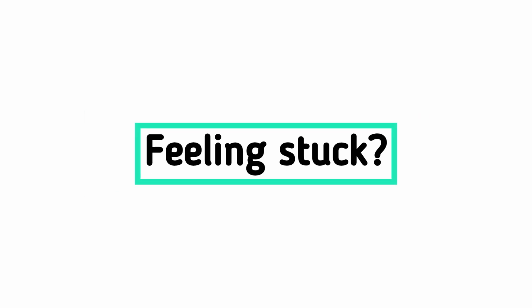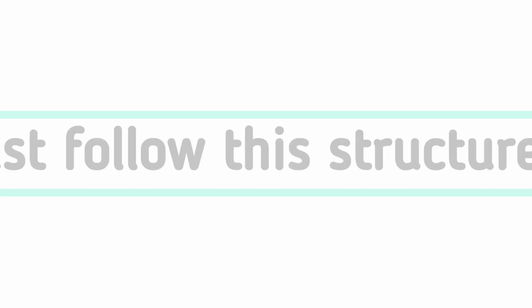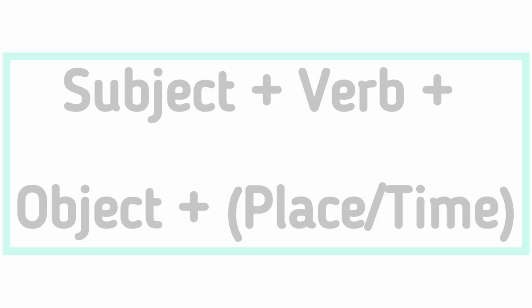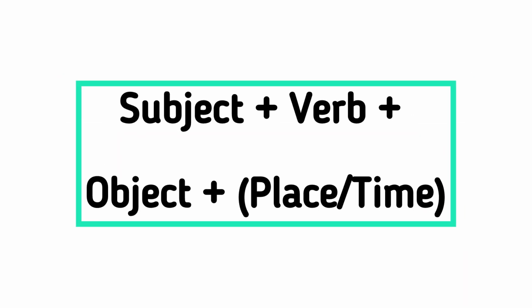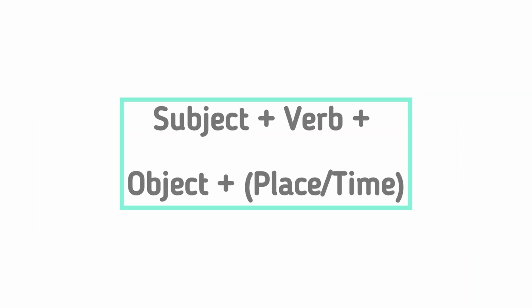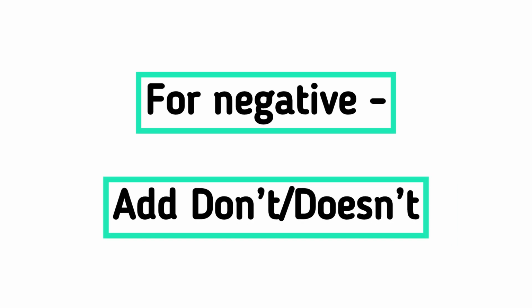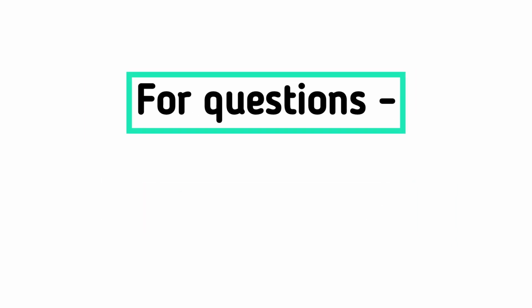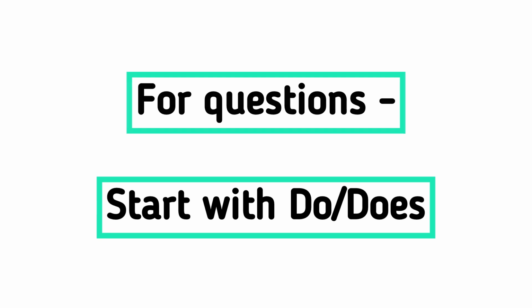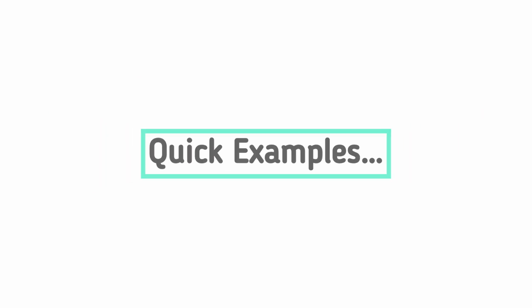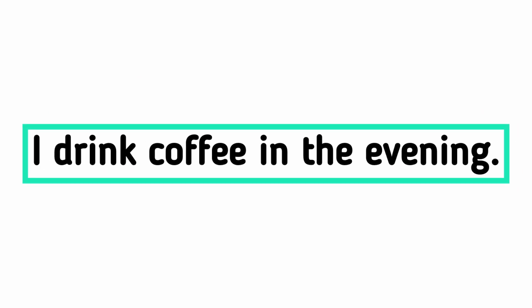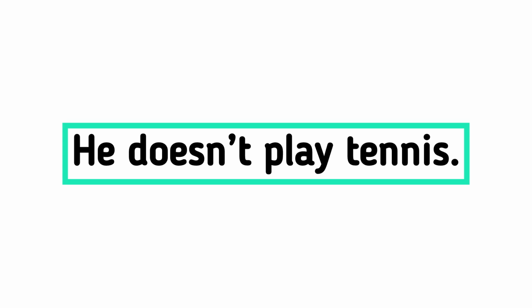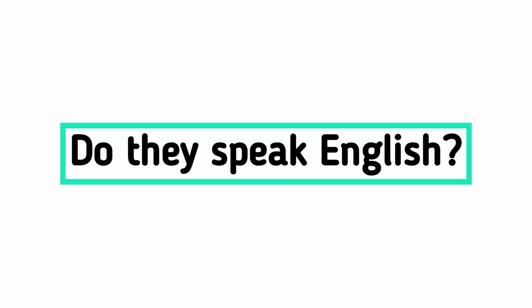So, next time you're stuck, just follow this structure. Subject plus verb plus object plus place or time. For negative, add don't or doesn't. For questions, start with do or does. Quick examples. I drink coffee in the evening. He doesn't play tennis. Do they speak English?